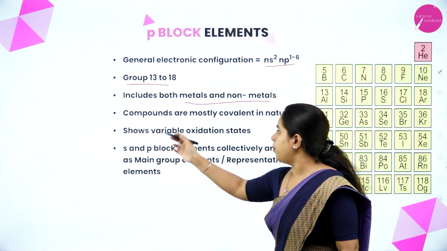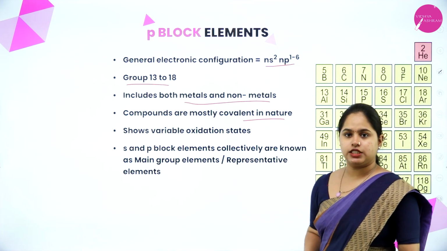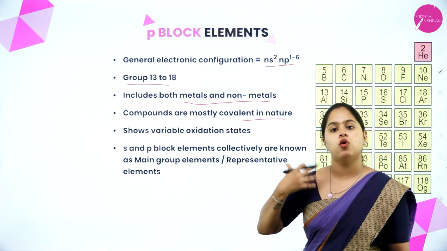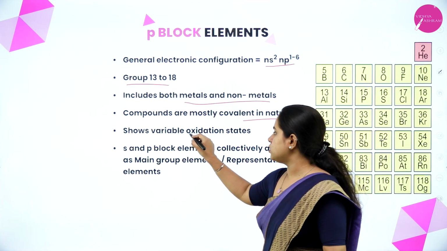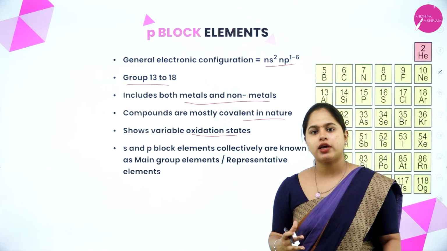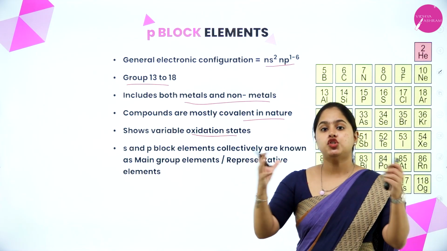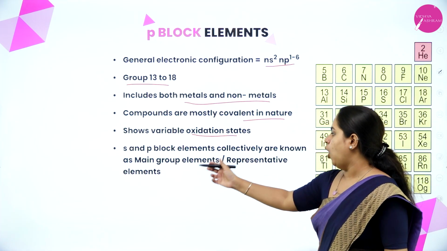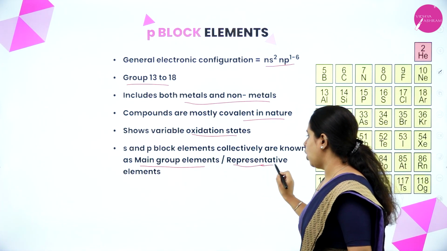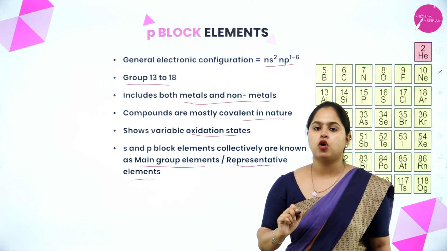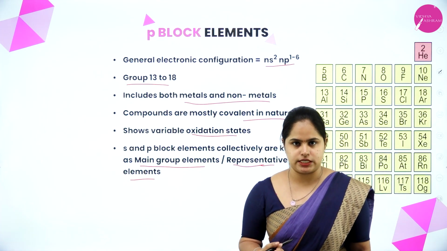Yes. So, the compounds are mostly covalent in nature. In S block elements, they form ionic compounds. Here, they form covalent compounds, right? And they show variable oxidation states. Clear? Now, S block elements and P block elements together are called representative elements or main group elements. So, S and P together are called main group elements or representative elements.